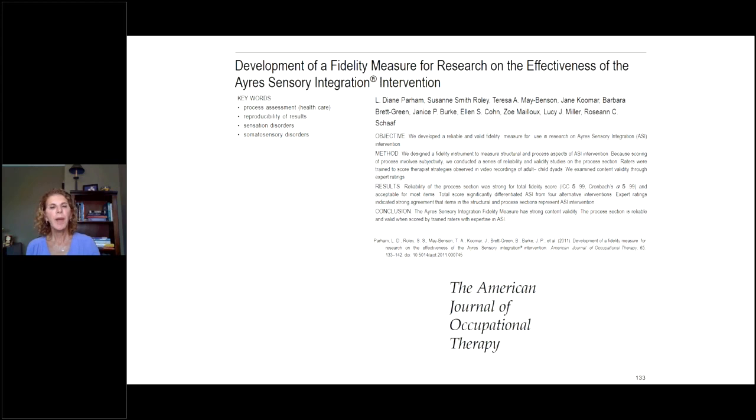We've published about the active ingredients in Ayres Sensory Integration and developed a measure called the Ayres Sensory Integration Fidelity to Treatment Measure, so that in our studies, we could measure whether the intervention was in fact true to these identified principles. There are published studies that call themselves sensory integration, but they do not adhere to these tested and evidence-based principles. So I wanted to call your attention to them as well.